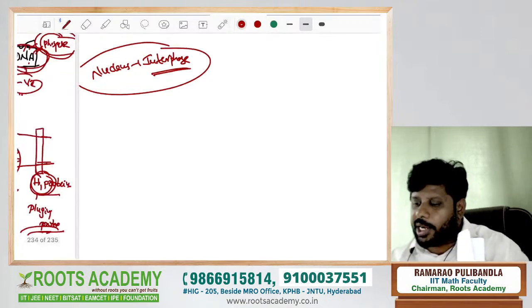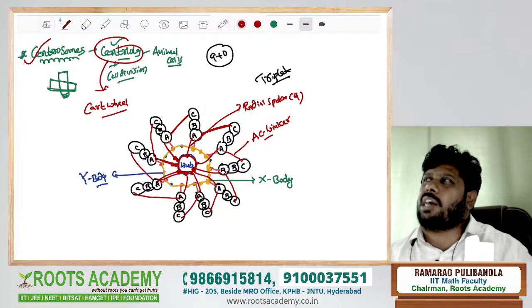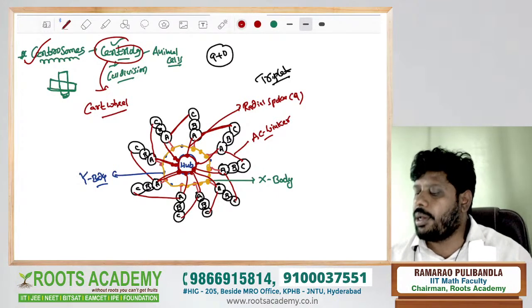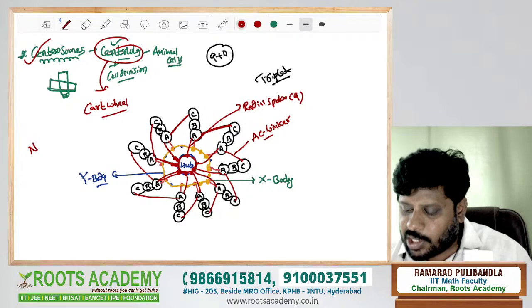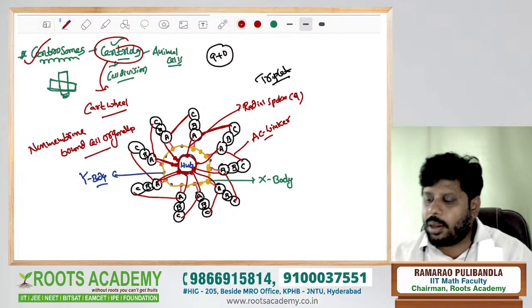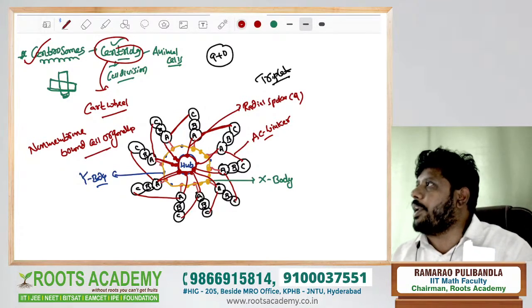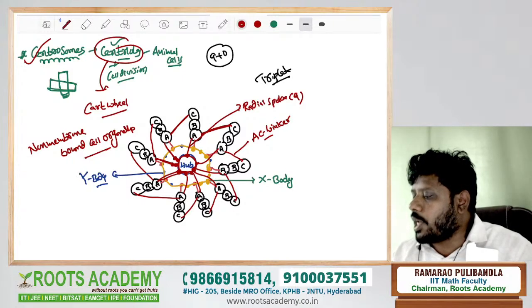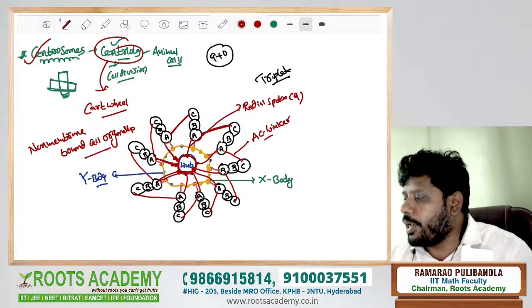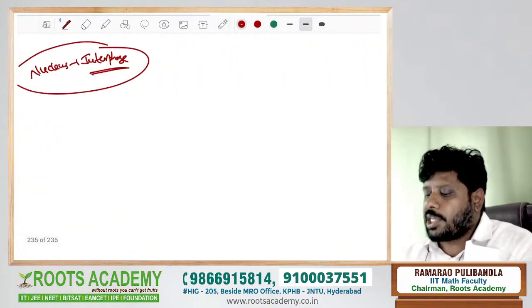And earlier we saw the structure of centriole. See, centrioles are not surrounded by any membrane. That's why centrioles are an example of a non-membrane bound cell organelle. Generally centrioles are not surrounded by any membrane.